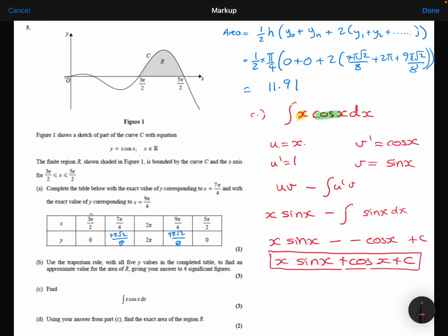And then finally for part D, we need to find the exact area of the region R. The region R can be calculated by doing the integral of x cos x between the limits of 3 pi over 2 and 5 pi over 2. So all I need to do is substitute those limits into the integration I've already done in part C.